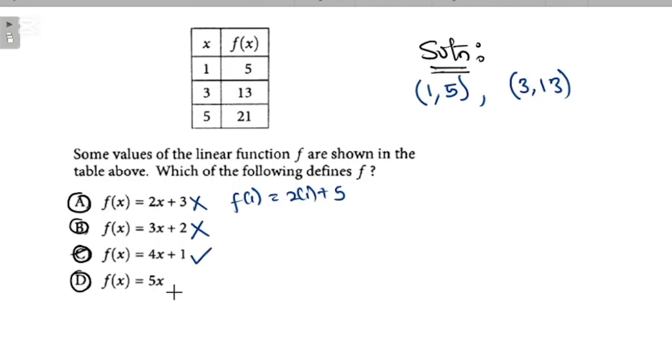Let's check the fourth one. Yeah, if you put 1, you get 5. Put 3, you will not get 13. So this is also not true. That means only the third function satisfies the table.